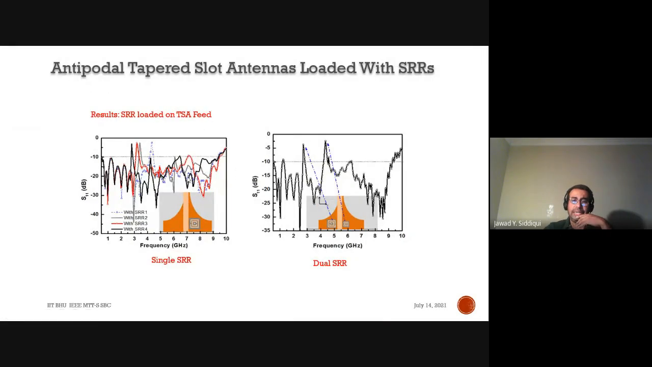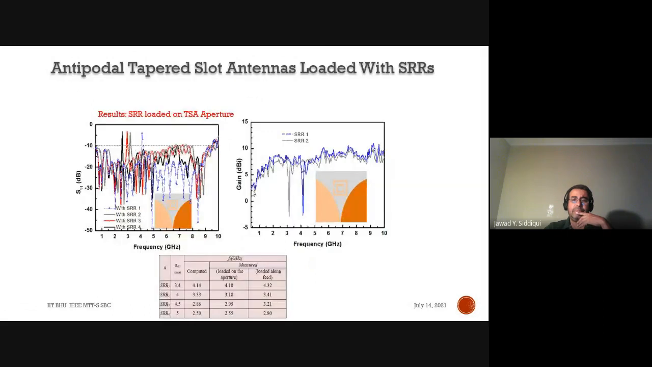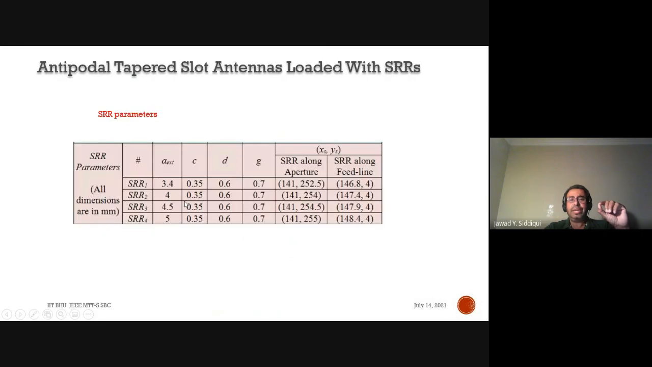Now, like I said, these are placed on the radiator because we know that the magnetic field is oriented in this direction. This is the H plane, so we know that this is where we'll get the maximum magnetic field. And if you place the SRR, it basically yields a notch. Since these SRRs are subwavelength resonators, it does not affect the radiation.